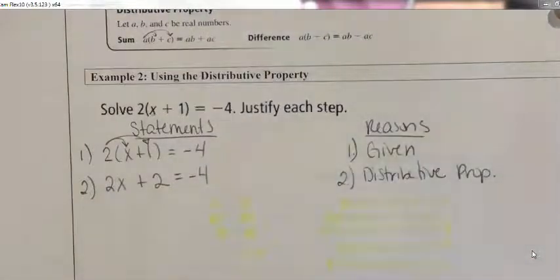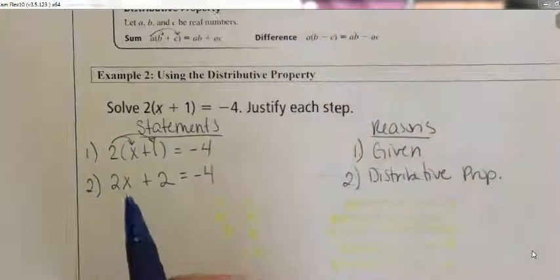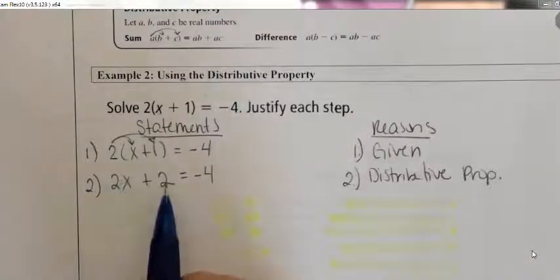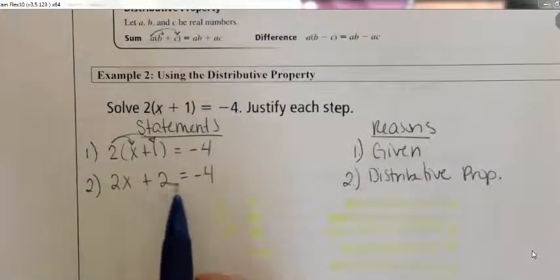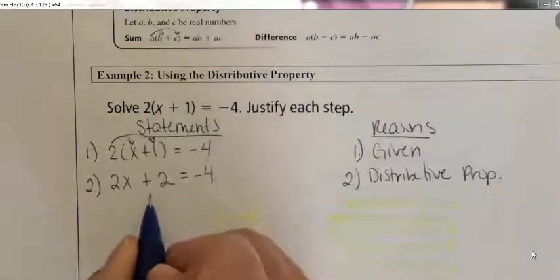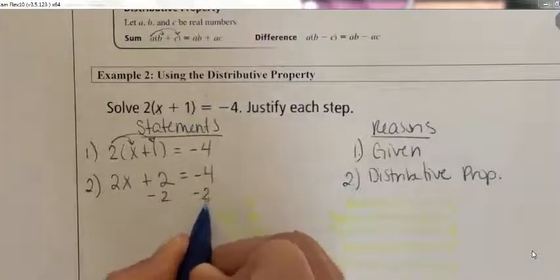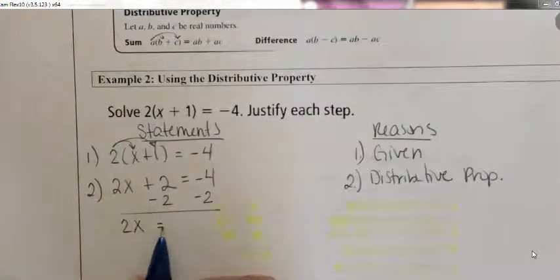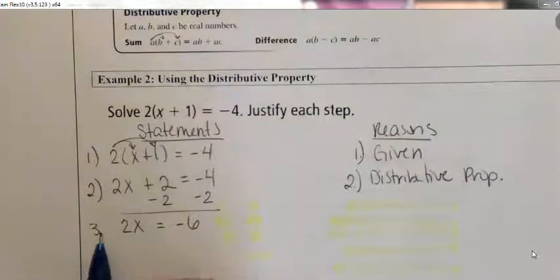And from here, I'm going to go ahead and solve for x. So I notice that 2 things are happening to x. It's being multiplied by 2. It's being added by 2. I'm going to undo this addition first. And the inverse of addition is subtraction. So I end up with 2x equals negative 6. That'll be my third step.